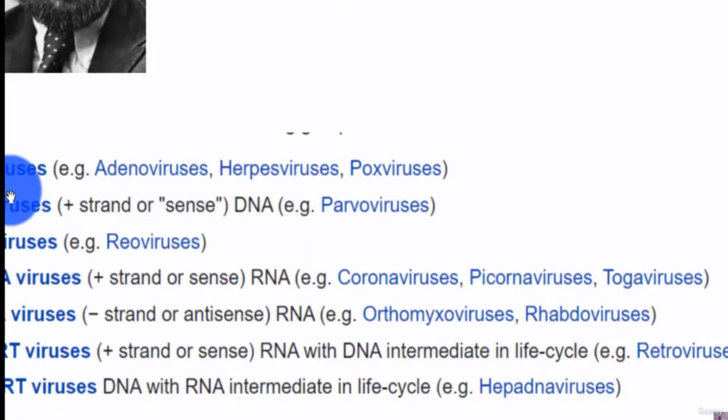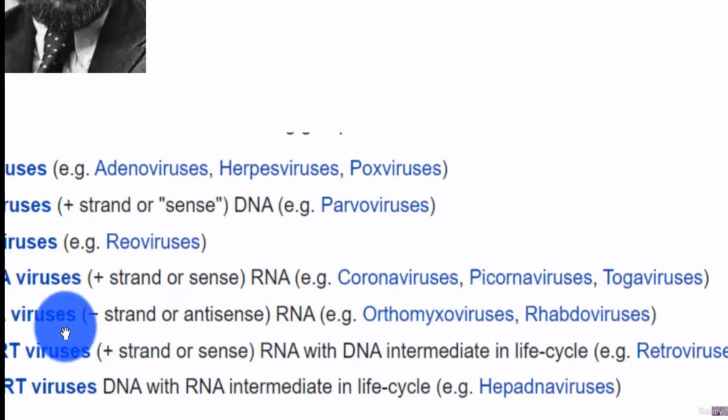Double-stranded DNA viruses, like adenovirus, herpes, and pox. Single-stranded DNA viruses, positive sense strand, DNA, the parvovirus. Double-stranded RNA viruses, for example reoviruses. Single-stranded RNA viruses, positive strand RNA viruses like coronavirus, picornavirus, and togaviruses.